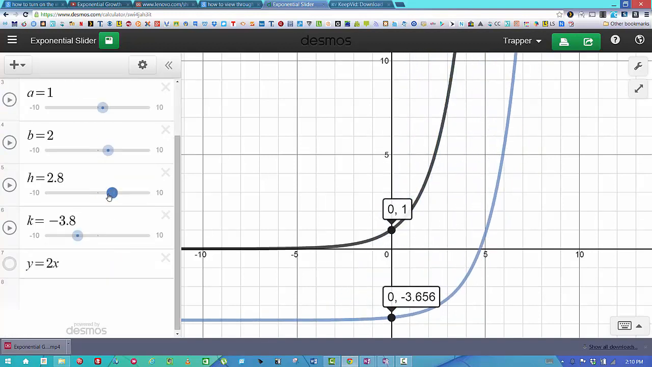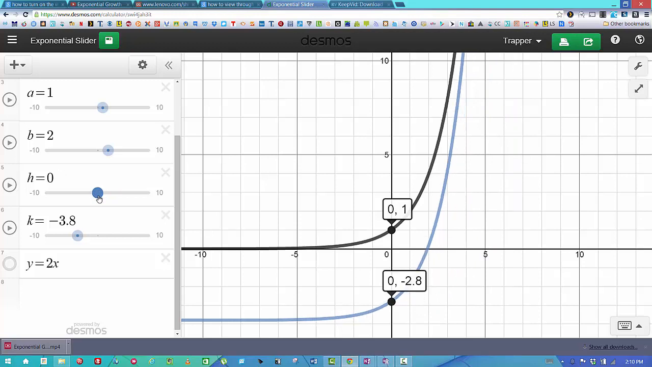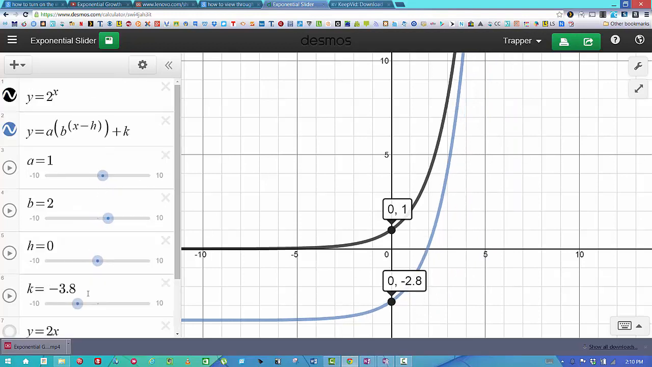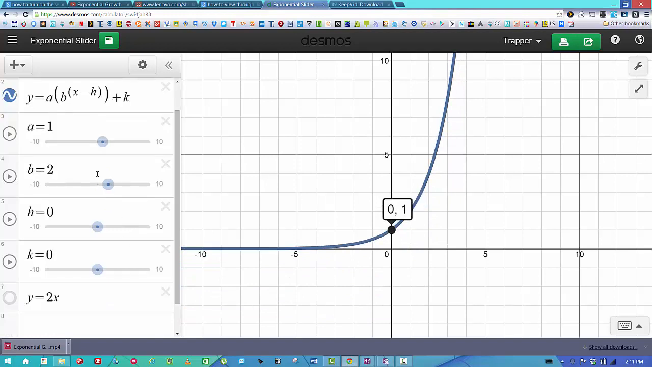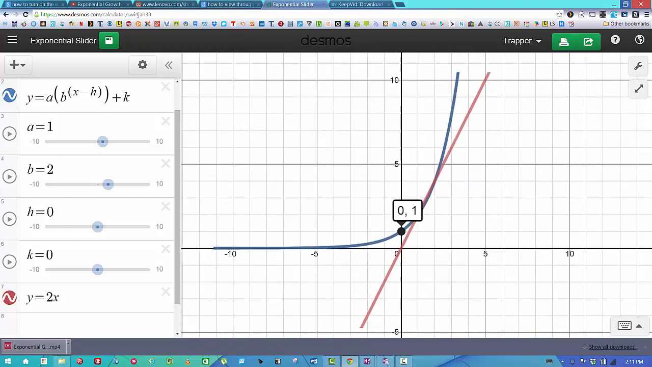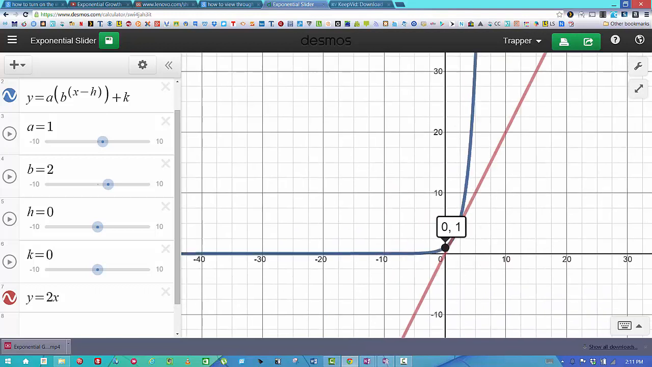Let's put these values back to something like they were. So I'm going to make h 0, I'm going to make k 0, and let's just take a quick peek with a, again, growth factor of 2 for our exponential function. Let's take a quick peek at what a linear function looks like when it's increasing. So let's expand this out just a bit. You can see that there's quite a bit of difference there.